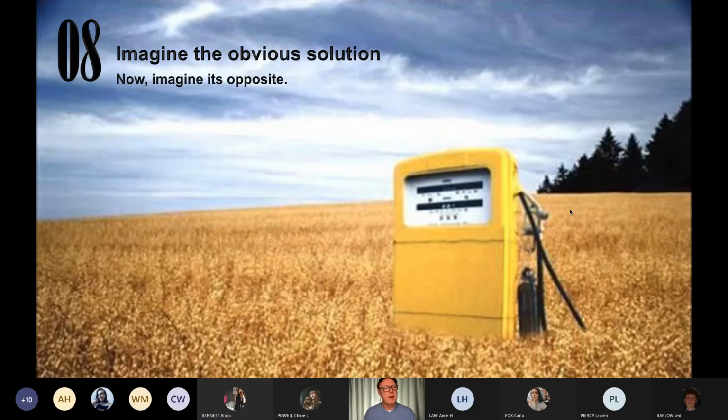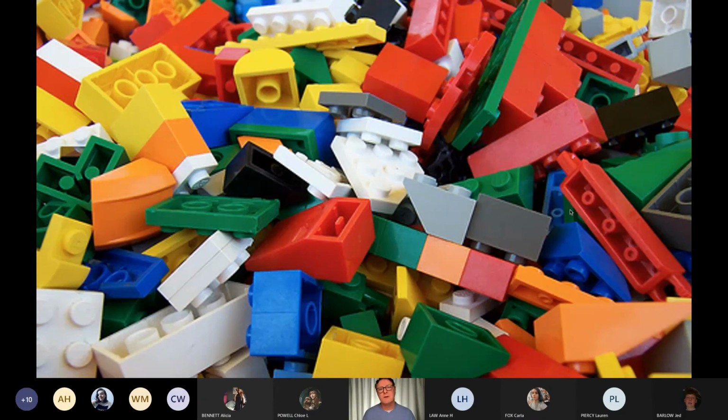Redefining it. Number 8, imagine the obvious solution and now imagine its opposite. So effectively, you want to straight off the bat think of the most obvious solution. That's perfectly natural, but then use that as an opportunity to think entirely opposite to the obvious. That gets you thinking outside the box much more quickly. Take, say, a campaign for Lego. What you're trying to do is sell more Lego bricks.